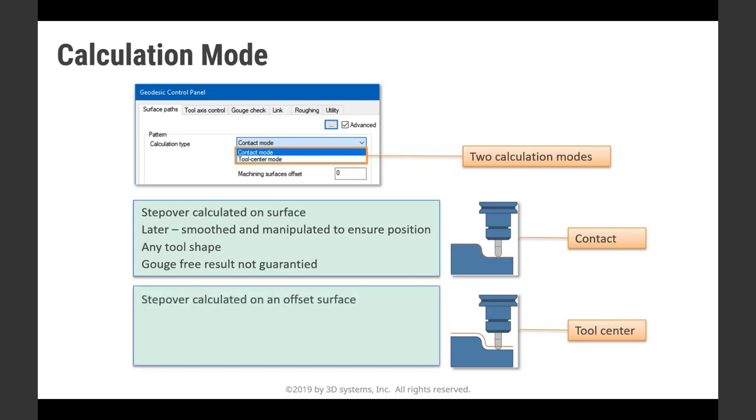The second mode is tool center. The stepover is calculated on an offset surface where the offset equals the tool radius. It supports ball tool only. This mode does guarantee a gouge-free tool path even around sharp inner corners.